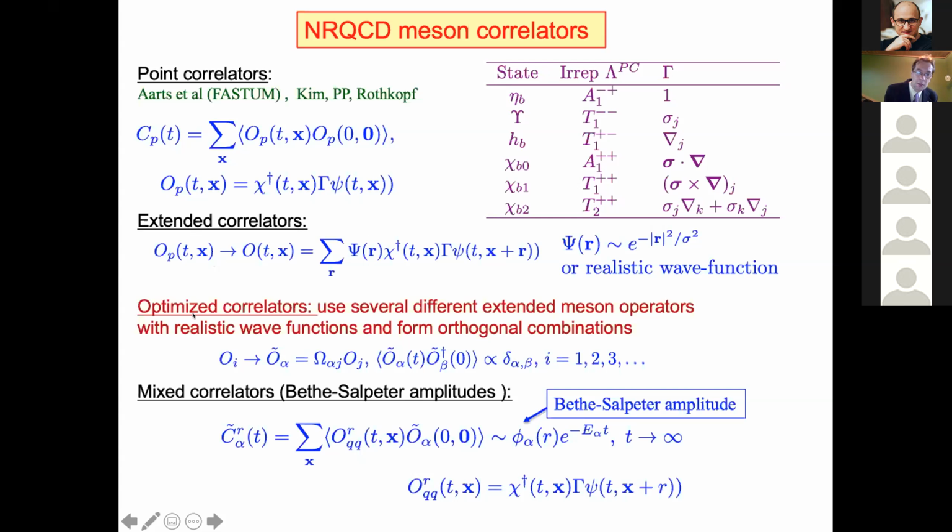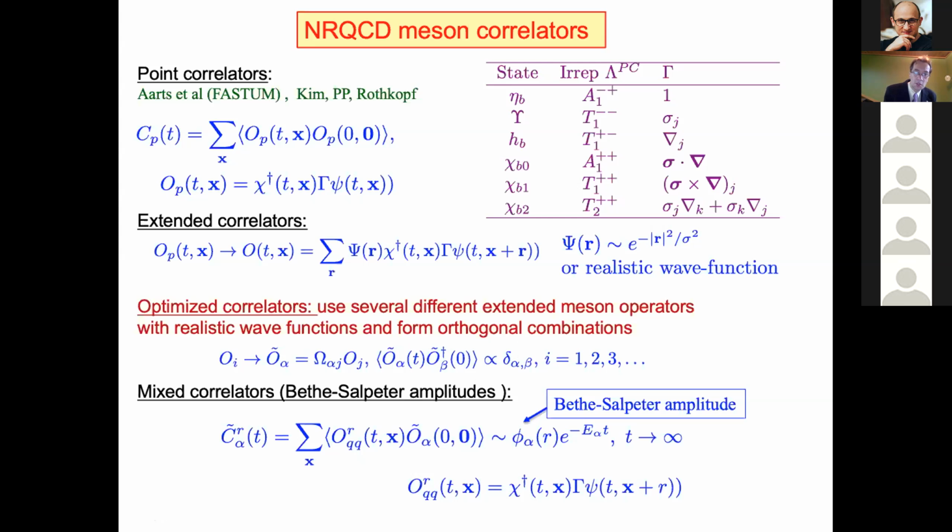What I will mostly discuss today will be the optimized correlator. We actually use several extended meson operators with realistic wave functions from a Cornell model, and then form orthogonal combinations of those, as I will discuss in the next slide. Those are operators which I denote by O tilde_alpha. Because they are orthonormal, if you take different indices alpha and beta, you get zero, so you essentially get only diagonal correlation in this case.